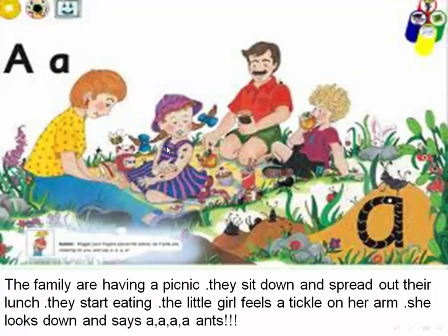Okay, what do we have here? We have a family, a mother, a father, a girl, and a boy. They went out for a picnic. Okay, when they sat down and started to eat their food, can you see the food here? It's on the ground. When they started to eat, the girl felt that something was walking on her arms. And when she looked at her arms, she started to scream, "Ah, ah, ants on my arm. Ah, ah, ants." Okay, the boy here, her brother, was watching her, and they started to sing together.